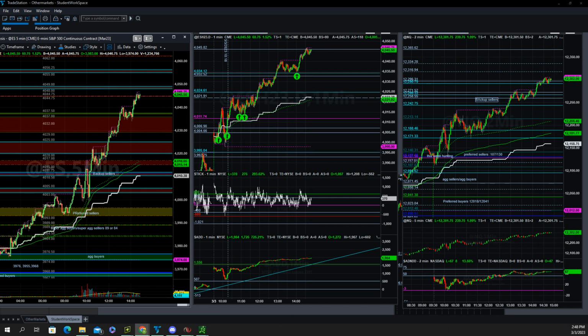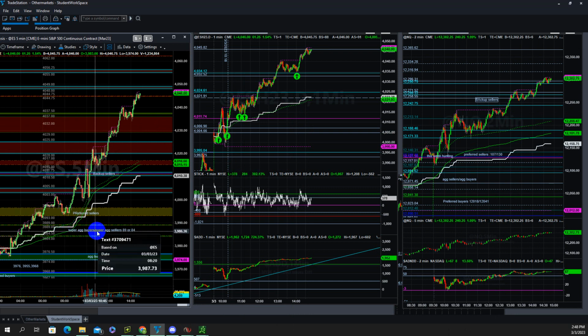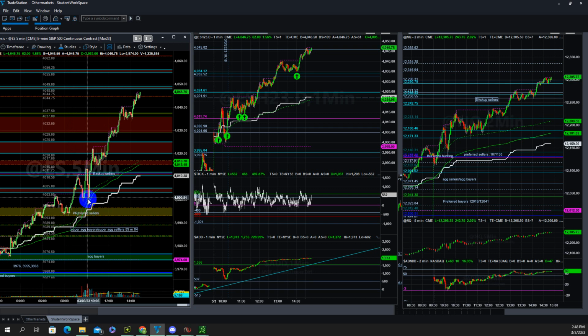Now here, the aggressive buyers and sellers area is 89 or 84, okay? And then the backup sellers area is this, preferred sellers area is this. Remember, we are more looking for longs, not shorts here. So you can use this area to see if price goes above it and holds it as support, then you can use this area as a support to go long. Same thing for the backup sellers area.